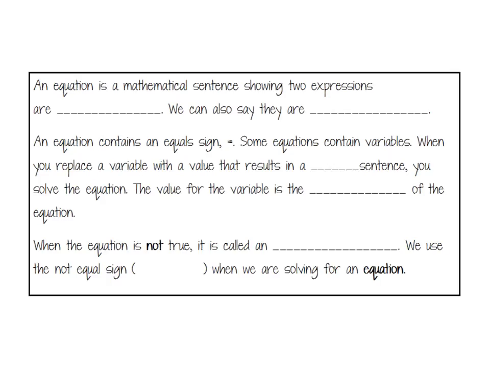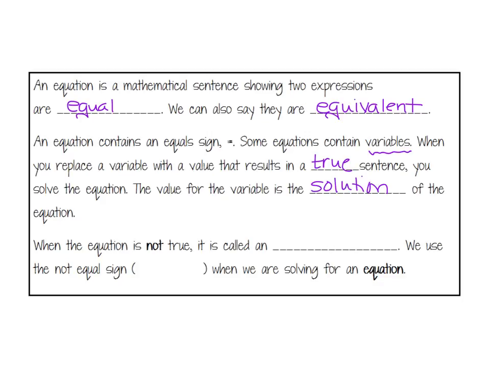An equation is a mathematical sentence where two expressions are equal. We can also say they are equivalent. An equation contains an equal sign. Some equations also contain variables, which is our unknown item. When you replace a variable with a value that results in a true sentence, you solve the equation. The value for the variable is the solution of the equation.